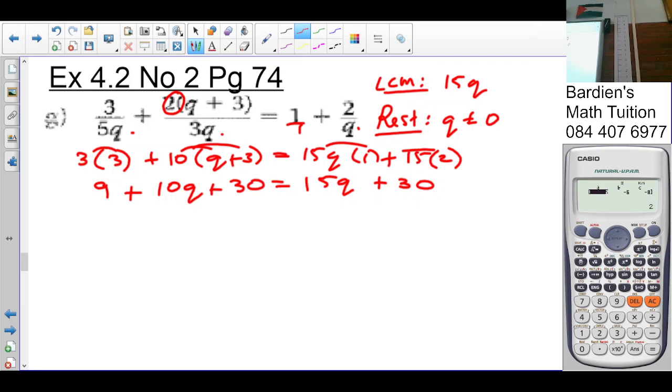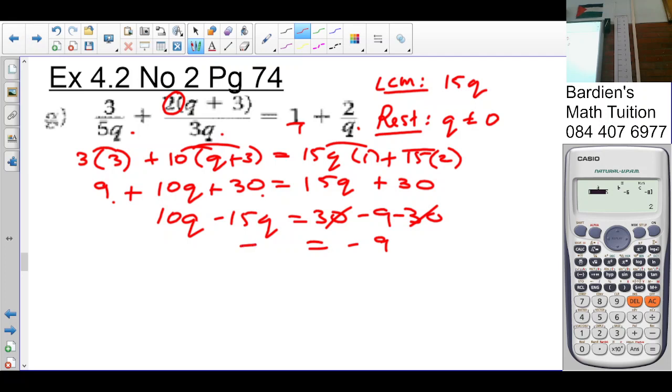Now what do we do? Variables one side, numbers other side. So it's 10q minus 15q is equal to 30 minus 9 minus 30. That gives you negative 9. 10q minus 15q is negative 5q. Okay? Now what do we do? Divide both sides by? That of course cancels. So q is equal to?